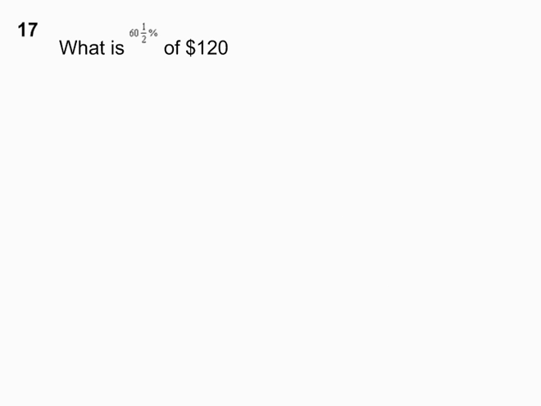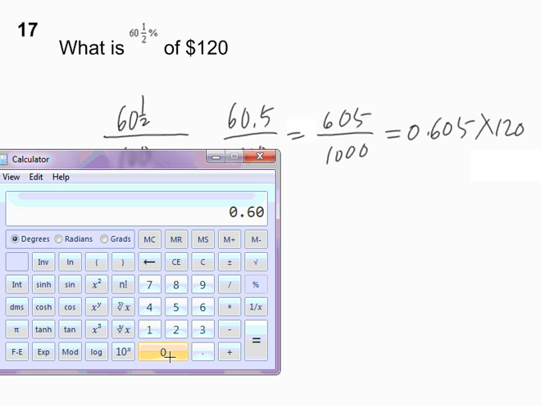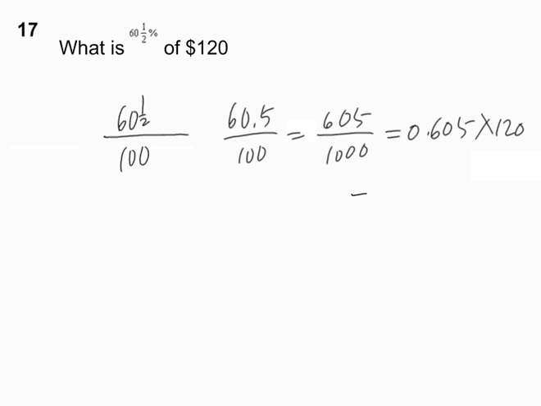What is 60.5% of 120? 60.5%. Again, we have that fraction in the numerator, so we're going to go 60.5%, which is 605 out of 1,000, which is 605 thousandths. Multiply that by 120. 60.5% of 120 is $72.60. Makes sense.